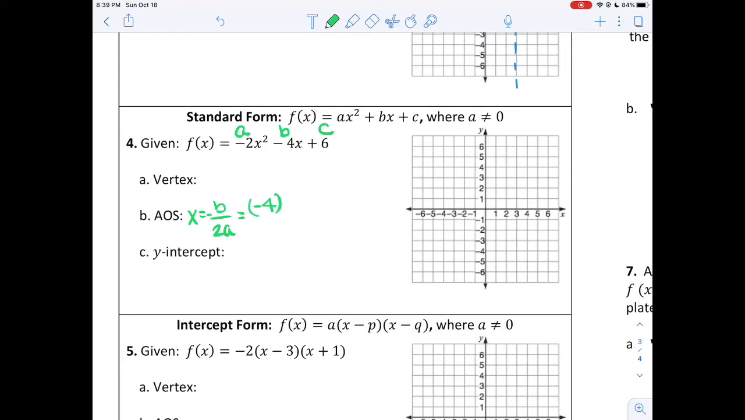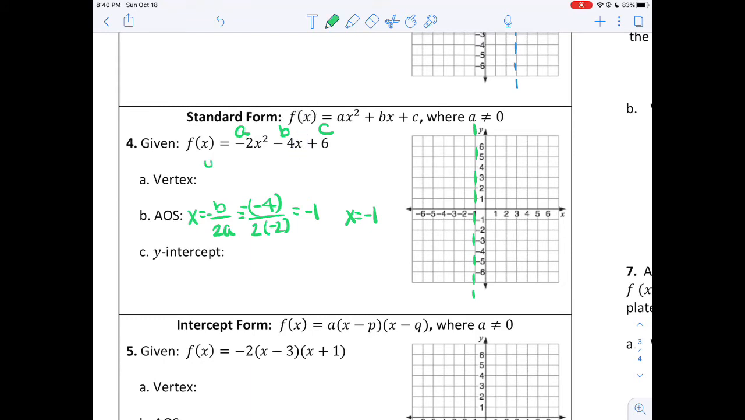So this is going to be the negative of negative 4. And then 2 times negative 2. And so I get a value of negative 1. So x equals negative 1 is my axis of symmetry. Remember that that's actually also the x value of my vertex. And so to find the y value of my vertex, I'm just going to plug in a value of negative 1 everywhere that I see x in the equation.